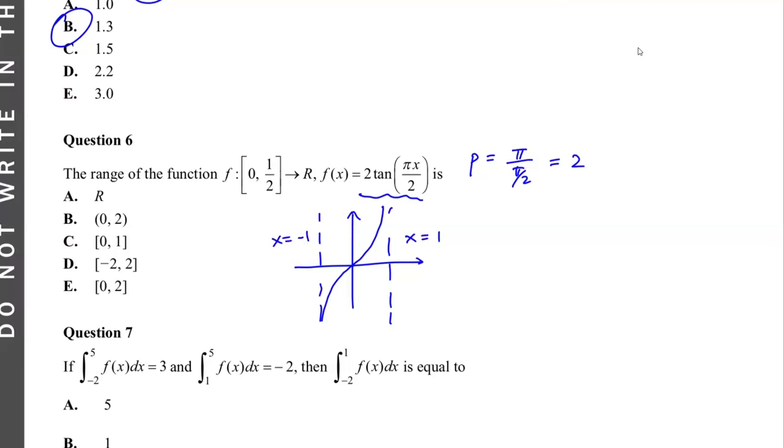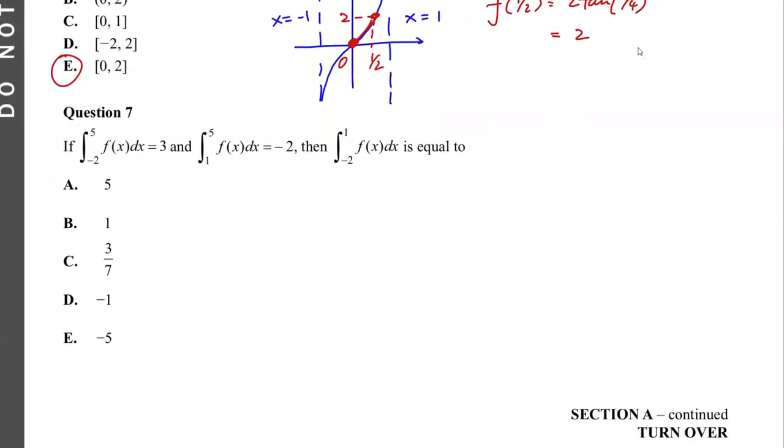From 0 to half, it is strictly increasing. Half is here. So the y value is going from 0 to, let's say, 2. Okay? 0 to 2. When you sub that in, you should have f of half equals 2 tan pi over 4. That's just 2. Okay?